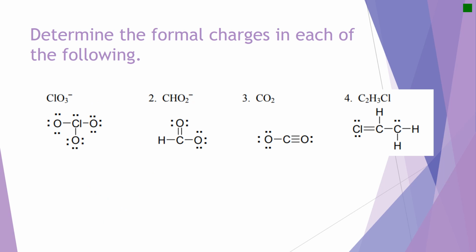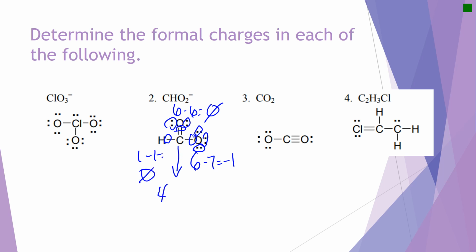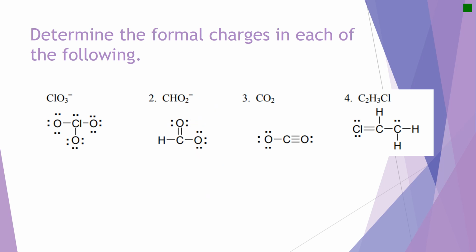Trying to do this guy, the CHO2 minus. So oxygen in this one right over here has 6 valence electrons. Counting, it has a total of 7 electrons, so its charge is a -1. The oxygen on the top has, once again, 6 valence electrons, and it only has 6 electrons, so its formal charge is 0. Hydrogen has 1 valence electron. It is sharing the 2 electrons, so it has 1, which means its formal charge is 0. And carbon has 4 valence electrons. It is counted as having 4 electrons, so therefore it has a formal charge of 0, which means 3 zeros and a -1 equals that -1 charge.